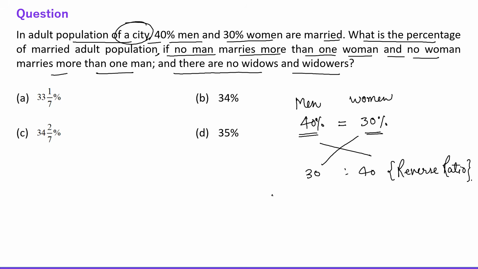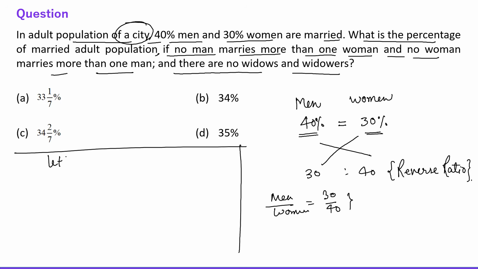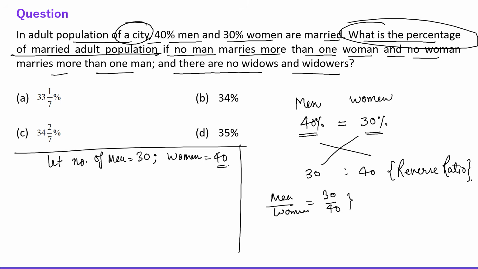So this is man is to women. The population of man to women is 30:40. This is the ratio. So just assume that the number of men in the city is equal to 30 and the number of women in the city is equal to 40. Okay. What is the question? Question is, what is the percentage of married adult population?